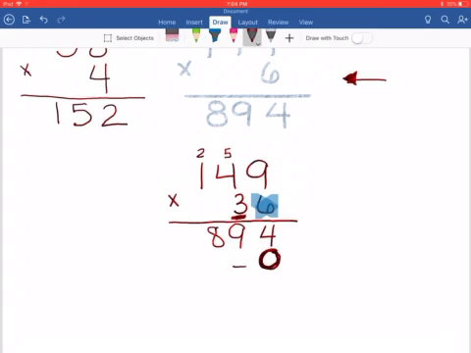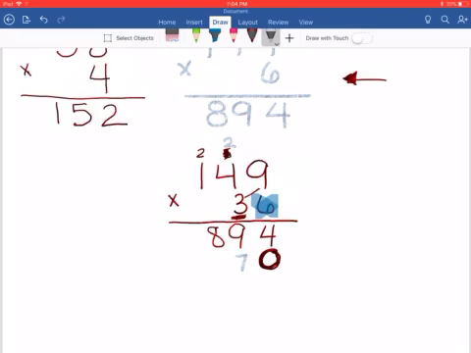Now we're going to take it as just a 3, and we're going to multiply 3 times 9, which is 27. We're going to do it just like you did above. 7, and we're going to carry the 2. Now, to keep yourself straight, cross this off. Don't erase it, just cross it off.